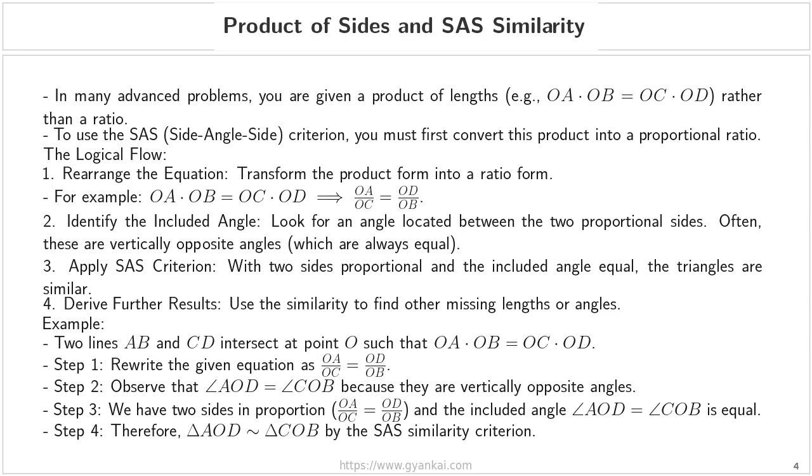Therefore, in step 4, we can conclude that triangle AOD is similar to triangle COB by the SAS similarity criterion. This technique is a vital bridge to the summary we are about to see in the next slide. Key takeaways.